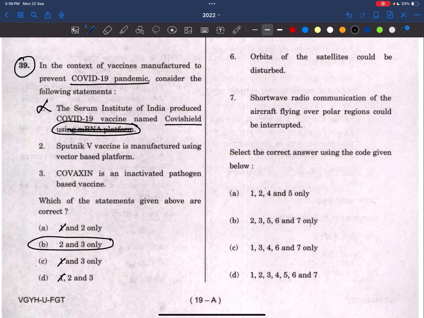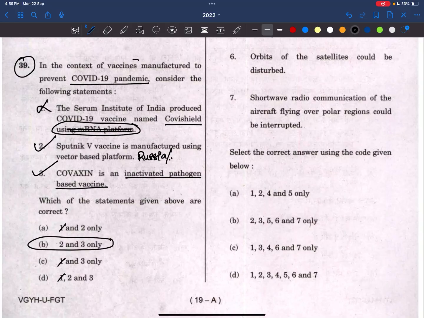Now let's see the second and third statements as well. Sputnik V vaccine is manufactured using a vector-based vaccine. Yes, this is also a vector-based vaccine, with adenovirus, and it was developed by Russia. Now Covaxin. This is produced by our Indian company, Bharat Biotech, situated in Hyderabad, my hometown. Covaxin is an inactivated pathogen-based vaccine. Yes, they have taken the pathogen directly and inactivated it. They have killed that coronavirus and introduced it into the body. This does not cause the disease. These are inactivated viruses. Now we got the answer.